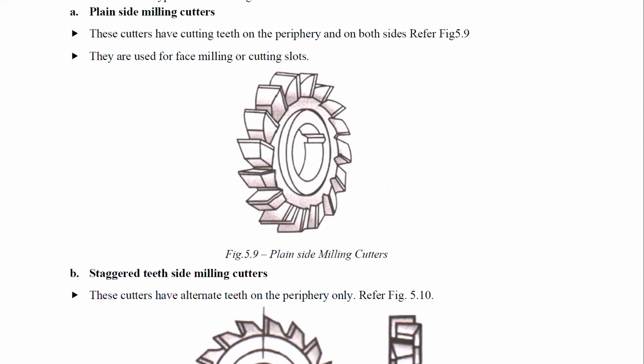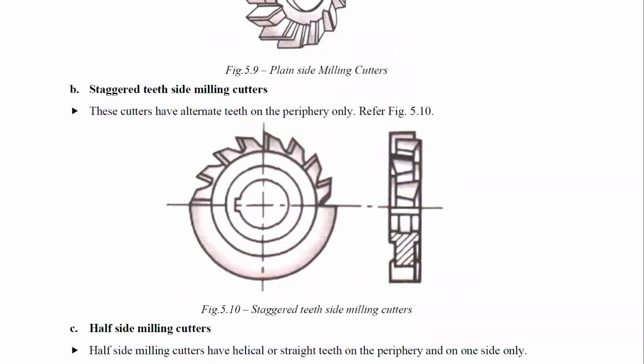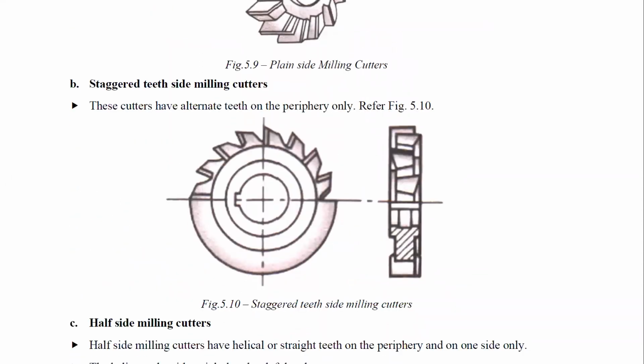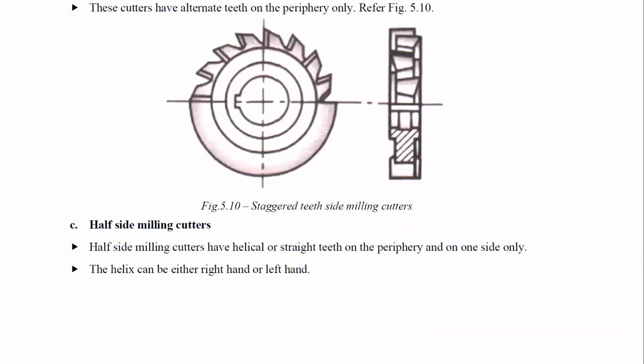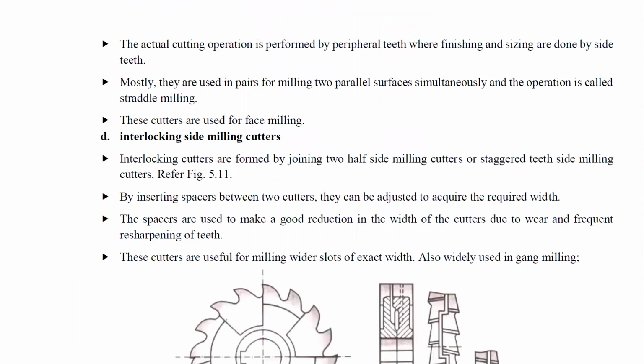Then staggered teeth side milling cutter. These cutters have alternate teeth on the periphery only. Alternate teeth, you can see one is on the right, second one is on the left, right, left, like alternate staggered teeth side milling cutter. Then half side milling cutter. Half side milling cutter has helical or straight teeth on the periphery and on one side only. The helix can be either right-handed or left-handed.